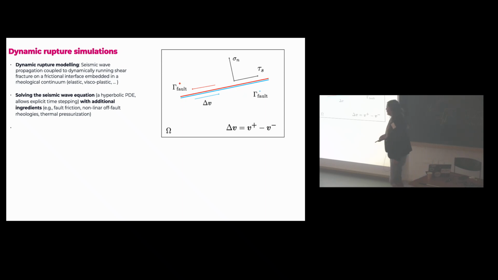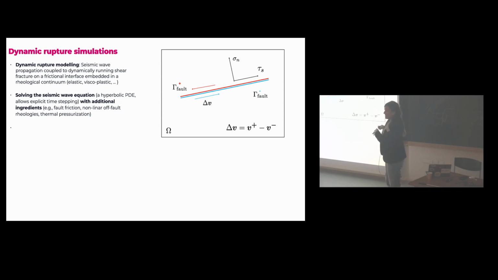In dynamic rupture simulations, we couple seismic wave propagation to a dynamically running shear fracture on a frictional interface, and that frictional interface can itself be embedded in a rheological continuum. We've seen a lot of models looking into purely elastic media and how waves propagate there, but we can actually include viscoplasticity, as you've heard, but also anisotropic and poroelastic media that have more complicated effects on wave propagation.